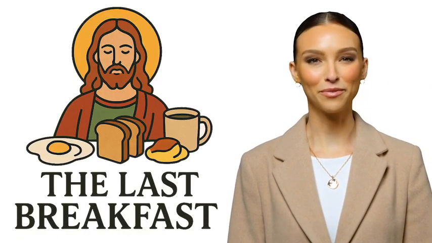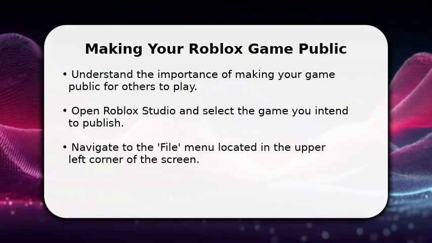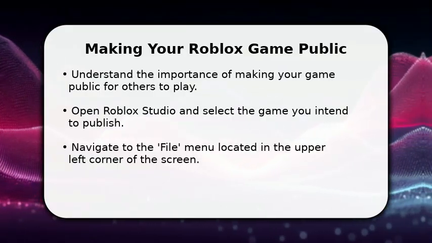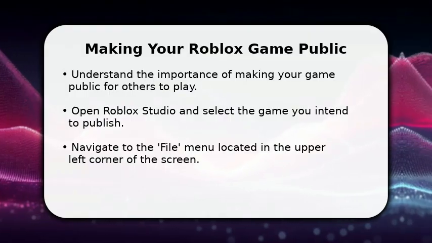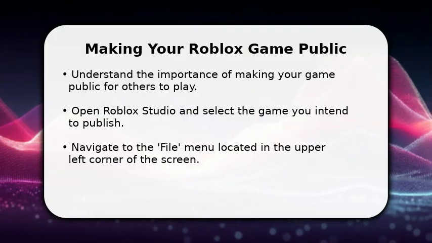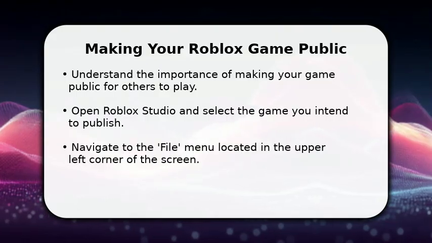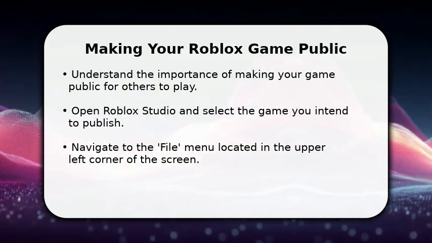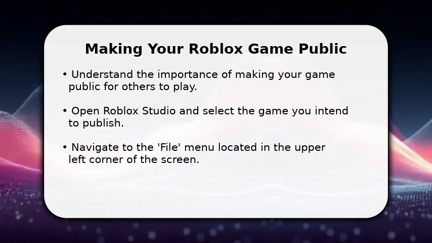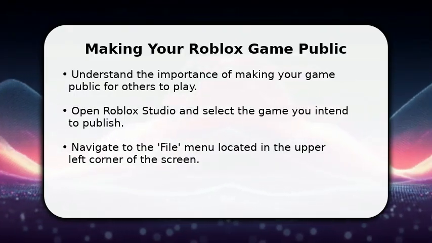Please enjoy the video. In this video, I will explain how to make your Roblox game public. First, open Roblox Studio and select the game you wish to publish. Navigate to the File menu located in the upper left corner of your screen. This initial step is crucial for accessing the necessary settings to share your creation with the world. Ensure you have the correct game loaded before proceeding to the next stage of the process.